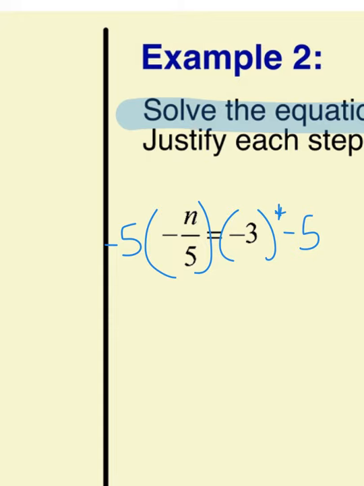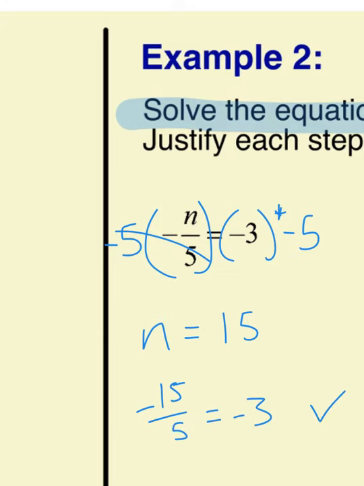So when I multiply the left side by -5, this is going to cancel out, and I'm left with just n. And then on the right side, I have -3 times -5, which is positive 15. A negative times a negative is a positive. So I have n equals 15. We should always check our answer. So if I plug in 15 for n, I have -15 divided by 5 equals -3, which is true. So check, we're good.